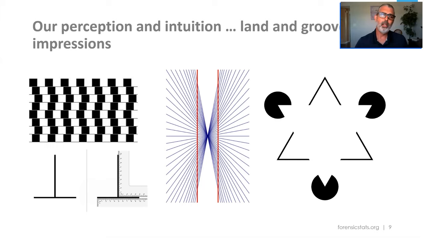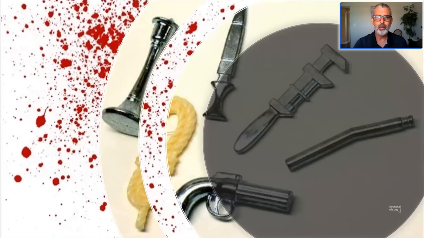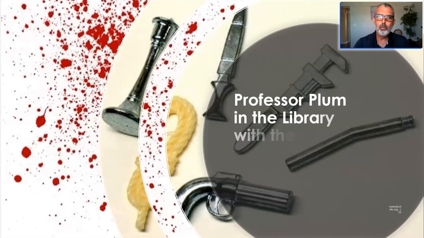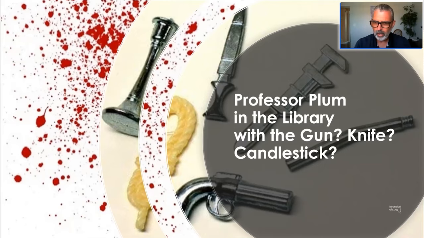So if you had the benefit of seeing Hal Stern's presentation on bloodstain pattern analysis, we could begin to wonder, so we've got to look at that stain and say, Professor Plum, in the library with what, the gun, the knife, or the candlestick? And this becomes a tricky problem. And then other types of cognitive bias can enter, right? If the crime scene photos already have a candlestick in them or already have a knife in them, does that predispose me in ways that are really difficult for human beings to manage, to think, well, maybe it's probably a candlestick?